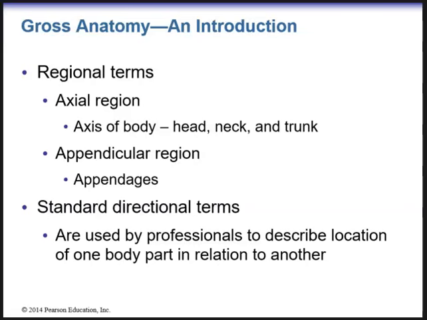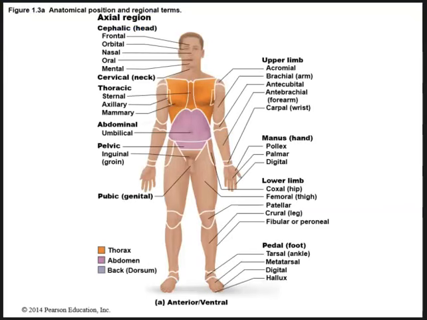So just some regional terms, we have the axial region. The axial region forms the axis of the body. This includes the head, the neck, and the trunk. We then have the appendicular region. These form the appendages, such as our upper limbs and our lower limbs. Now, it's very important that you guys get comfortable with standard directional terms because these are used by professionals to describe location of one body part in relation to another. And this next figure will show you what anatomical position looks like, as well as the different regional terms.